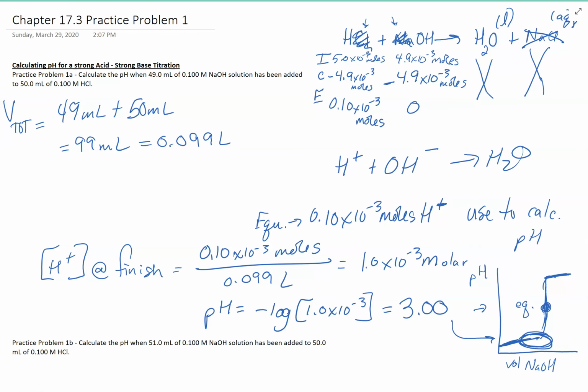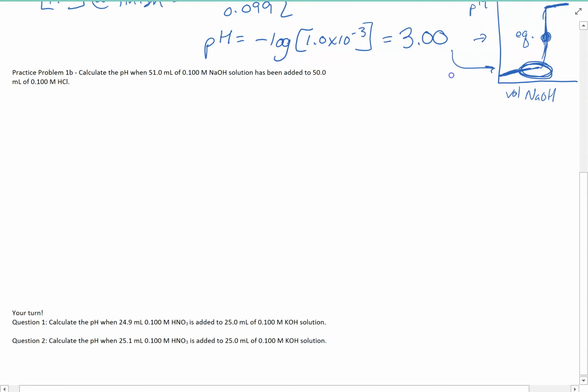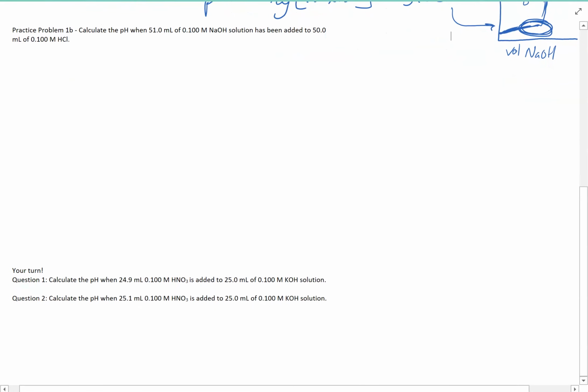All right, so that was part 1 of this question. I'm going to go ahead and move down for part 2. It says to calculate the pH when 51 mL of a 0.1 molar NaOH solution is actually added to a 50 milliliter solution of HCl. So again, I'm going to do some pre-calculating. The first is going to be, since I know I'm going to need it, I'm going to calculate the total volume once they've been added together. Looks like it's going to be 101 milliliters, which is going to be 0.101 liters.